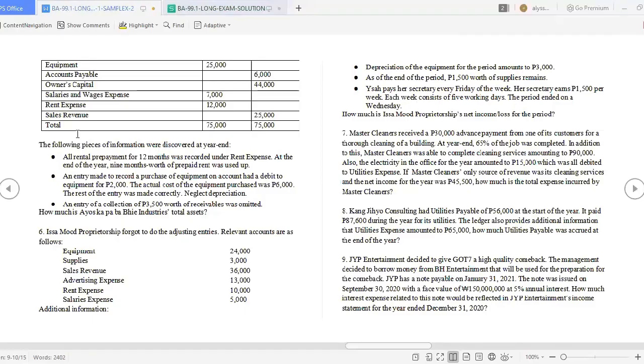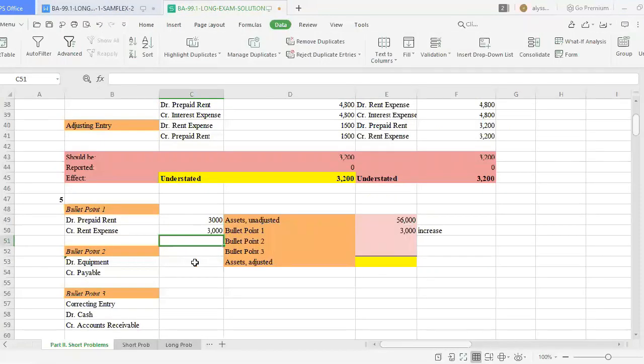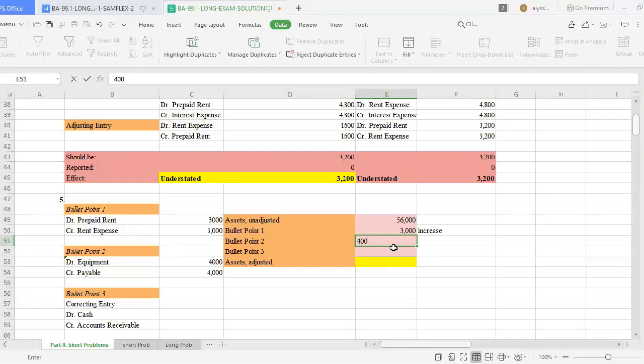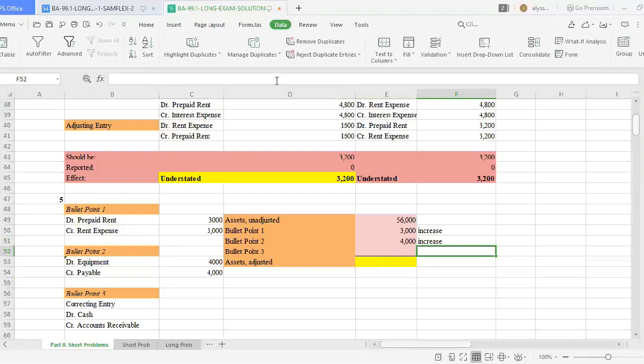Next, bullet 2. An entry made to record a purchase of equipment had a debit to equipment for 2,000. However, the actual cost should be 6,000. So this time, we need to increase our equipment for 4,000. So debit equipment, credit payable for 4,000. This also increases our asset.